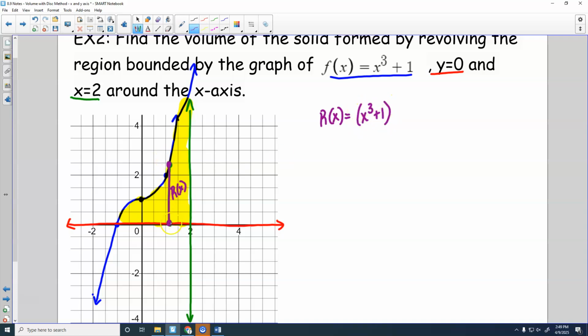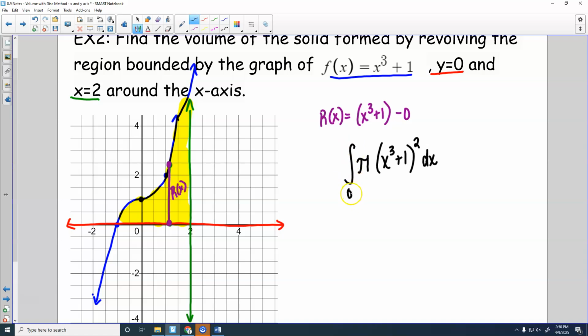And as I said, the bottom is always going to be 0 for everything that we do today because we're going to be rotating around either the x or the y-axis. But I'm going to keep doing that because we will rotate it around some different lines, which will change that. So top minus bottom, x to the third plus 1 minus 0. Then we want to take that and plug it into the area of the circle formula. So it's going to be pi times x to the third plus 1 squared. This will be in terms of x.